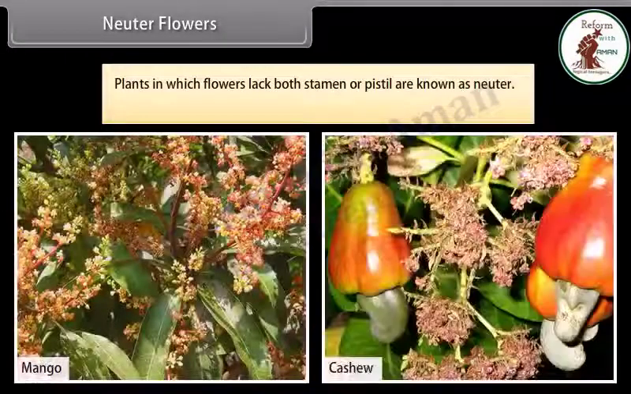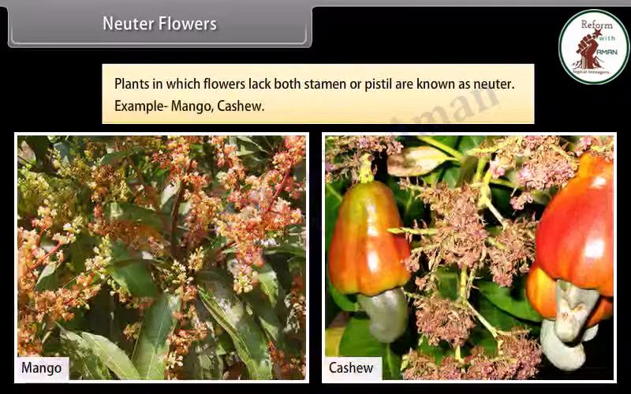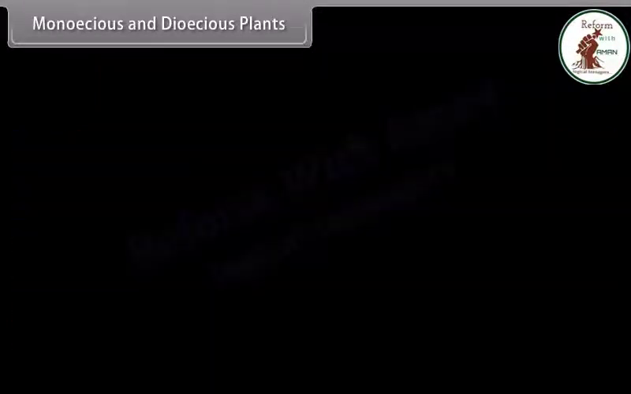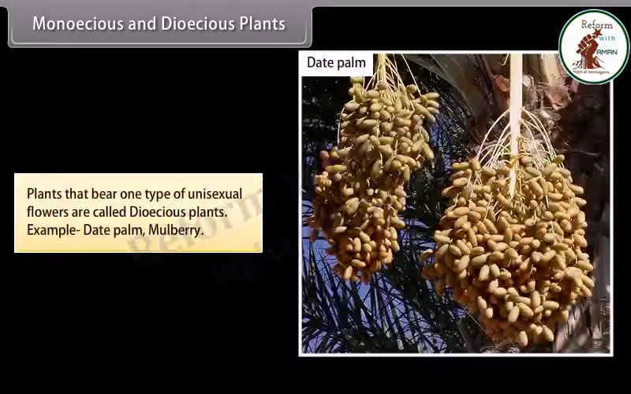Neuter flowers. Plants in which flowers lack both stamen and pistil are known as neuter. Example: mango, cashew. Monoecious and dioecious plants. Plants that bear both types of unisexual flowers are called monoecious plants. Example: maize, cucurbit and castor. Plants that bear one type of unisexual flowers are called dioecious plants. Example: date palm, mulberry.